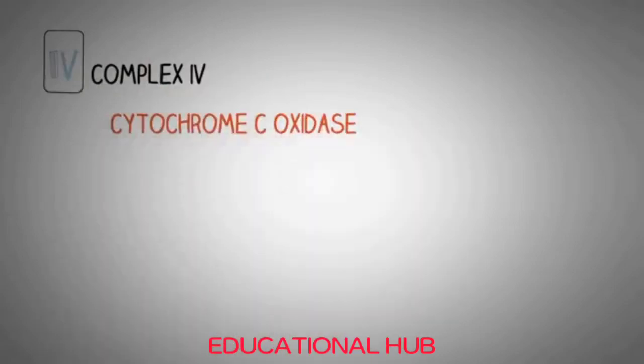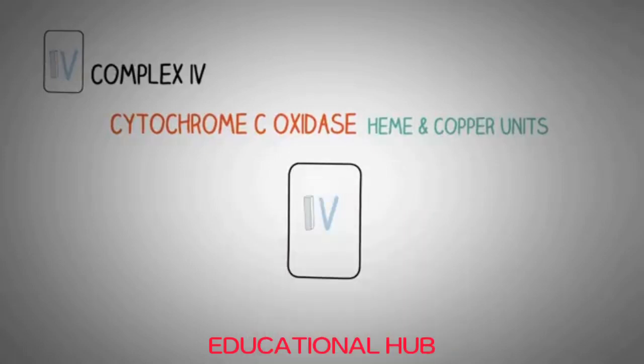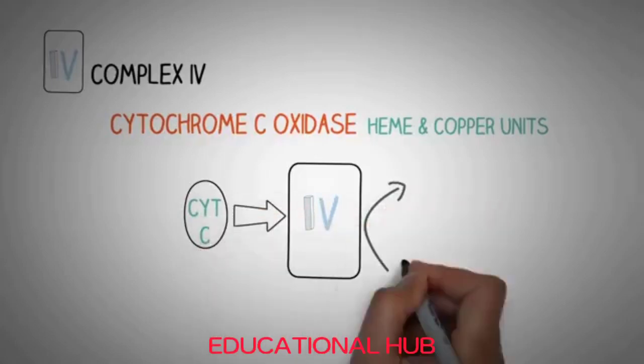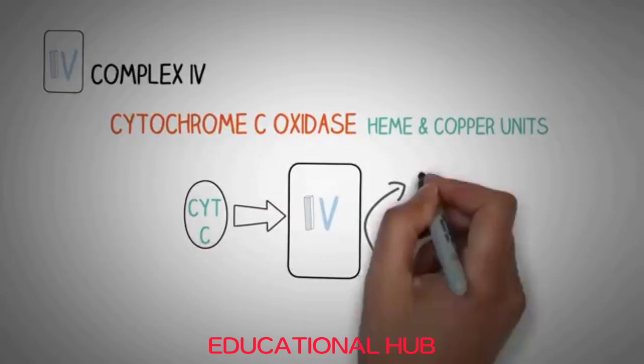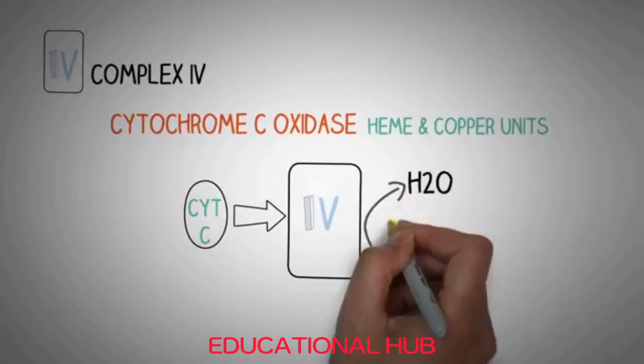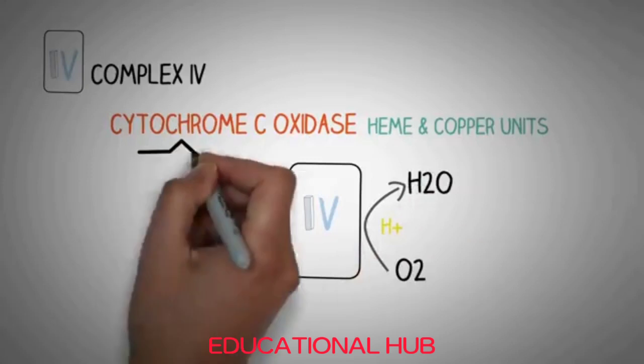The complex 4 is called the cytochrome C oxidase. It is a heme and copper containing complex whose main job is to oxidize cytochrome C, that is to receive electrons from cytochrome C, and then it uses those electrons for the reduction of oxygen to water. And hence it is called cytochrome C oxidase.